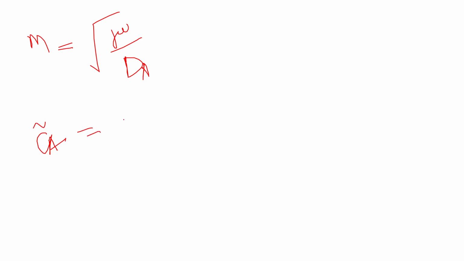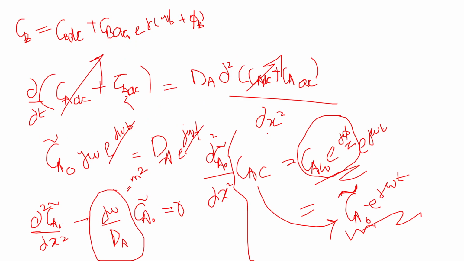So if I'm solving such an equation, I'll get a solution of the form C is equal to C1 e to the power mx plus C2 e to the power minus mx. So I'm doing similarly for CA. Same way I have an equation for CB also, right?